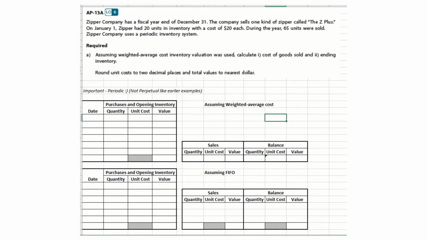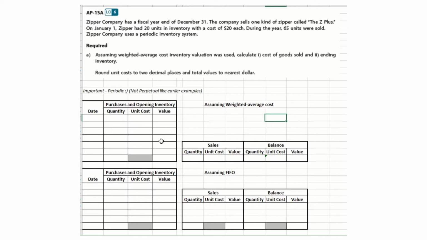During the year, 65 units were sold, and they used a periodic inventory system, which means they only update their cost of goods sold and their inventory balances when they actually count or record the transactions for the month or year. I will start with determining the weighted average cost if they use that method, and then we'll go through first in, first out. We'll follow that by specific identification.